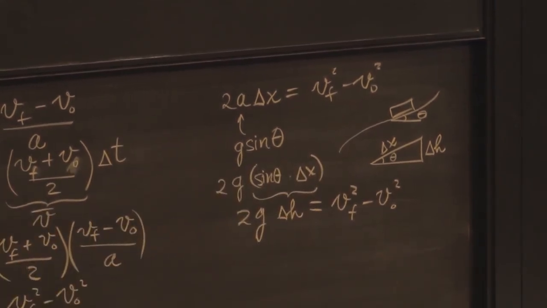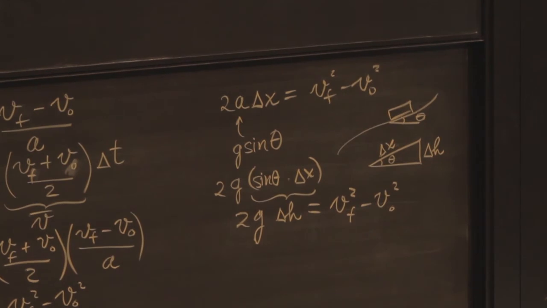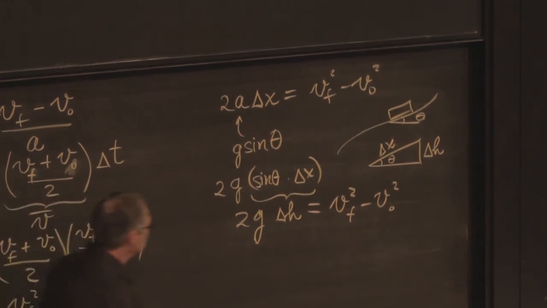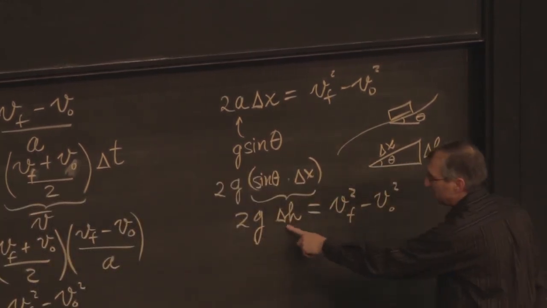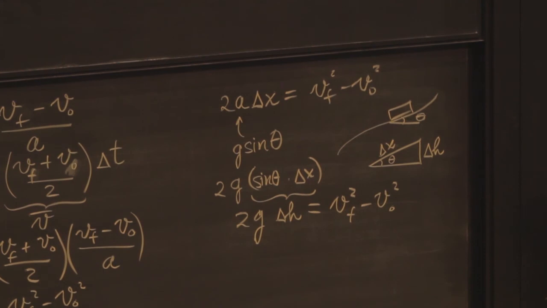So that is the demonstration that it's general. Okay, as long as I chop it up into infinitesimal little bits, the little change in height produces a little change in v squared.